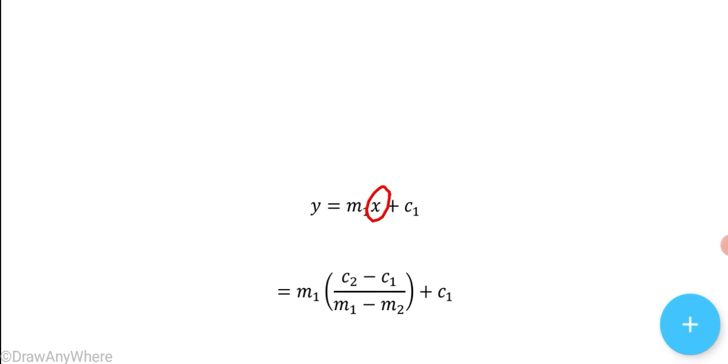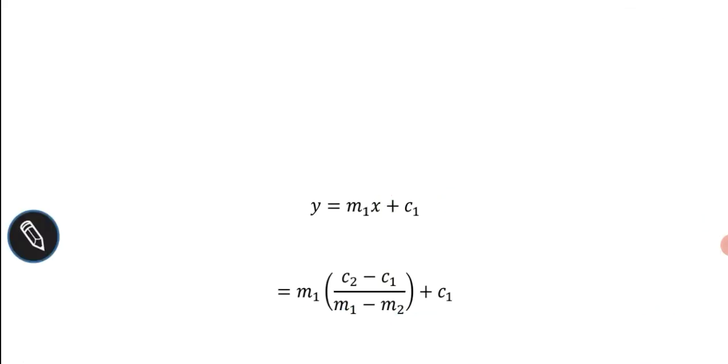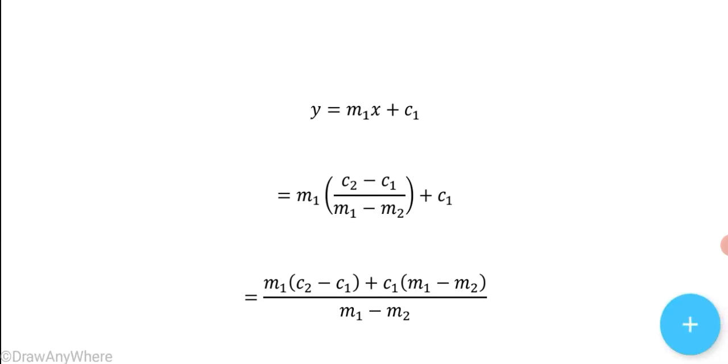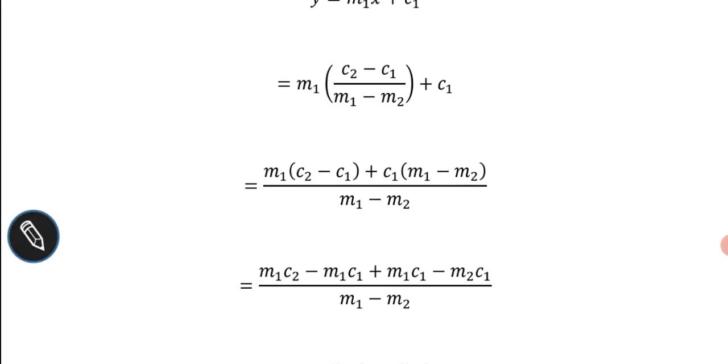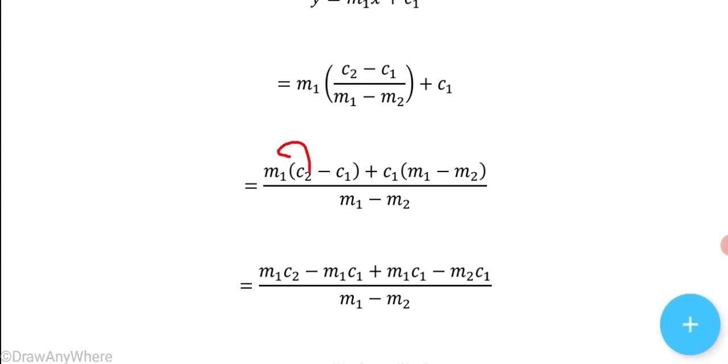In this equation put the value of x which we have calculated just now. y equal to m1 into the value of x, which is c2 minus c1 divided by m1 minus m2, plus c1. Now taking LCM, m1 into (c2 minus c1) plus c1 into (m1 minus m2), the whole divided by m1 minus m2. Now multiplying: m1 into c2 equal to m1 c2, m1 into minus c1 equal to minus m1 c1, c1 into m1 equal to m1 c1, c1 into minus m2 equal to minus m2 c1, the whole divided by m1 minus m2.